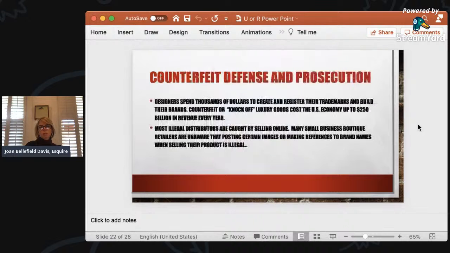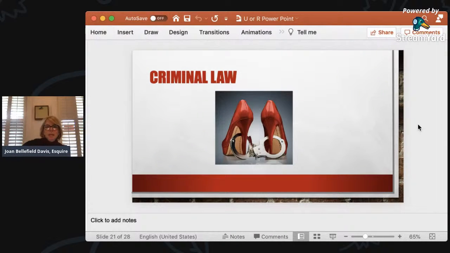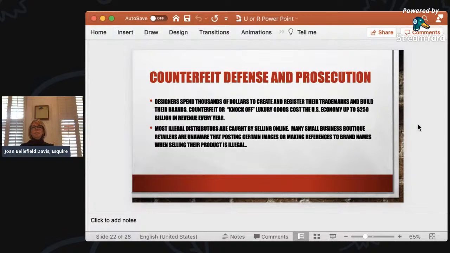So there's one other area that I want to talk about in the US that I deal with a lot in fashion law, and it's counterfeiting, which is handled both civilly, which means damages paid to the plaintiff, and criminally, meaning it's also a crime to infringe upon someone's trademark and profit off of it. Designers spend thousands of dollars to create and register their trademarks and build their brands. Counterfeit or knockoff luxury goods cost the US economy up to $250 billion in revenue every year.